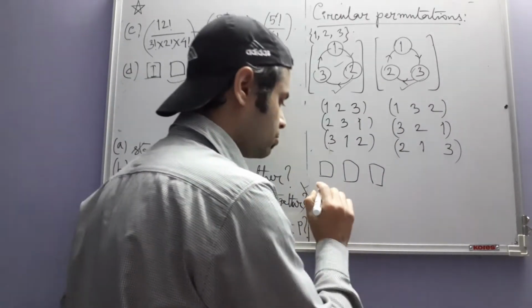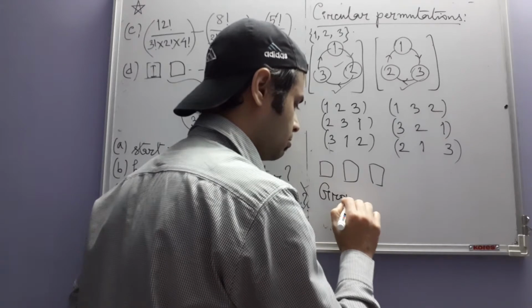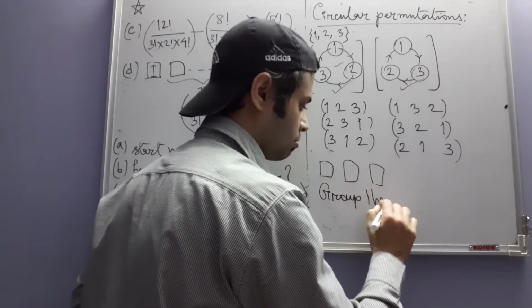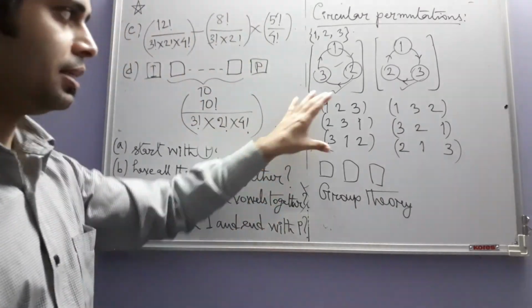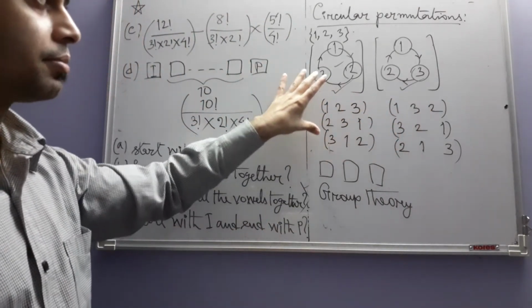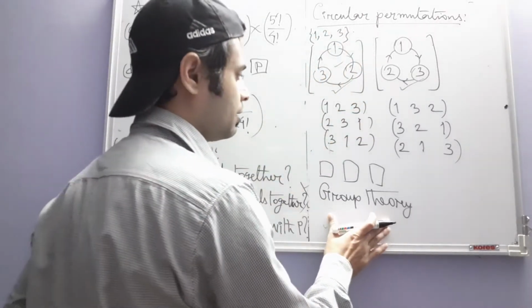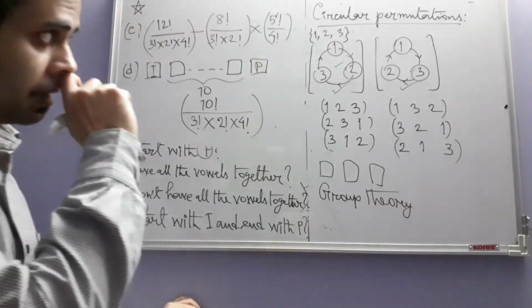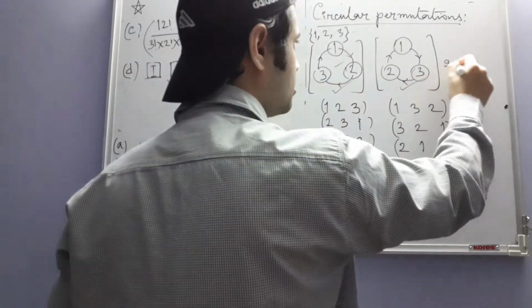When we go to that subject called group theory, there we will see that these things actually appear as cycles or something like this. But more about that later. So the question is, what is the number? Here we see that the number is 2.